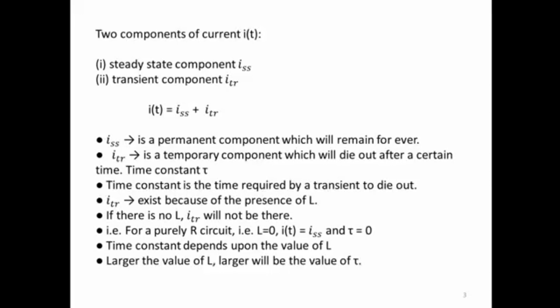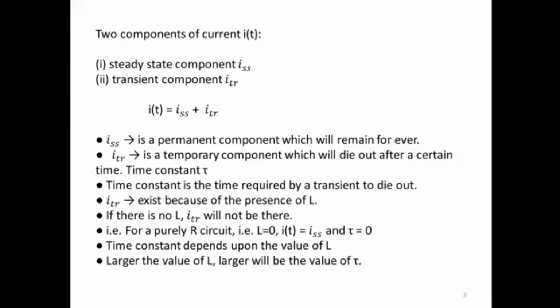Now we will move to the analysis. As I have said earlier, in order to study the output voltage, we have to study the current. Well, in reactive circuits, the total current IT has two components, steady state and transient. And the total current is equal to the sum of these two components. A brief discussion about these two components.